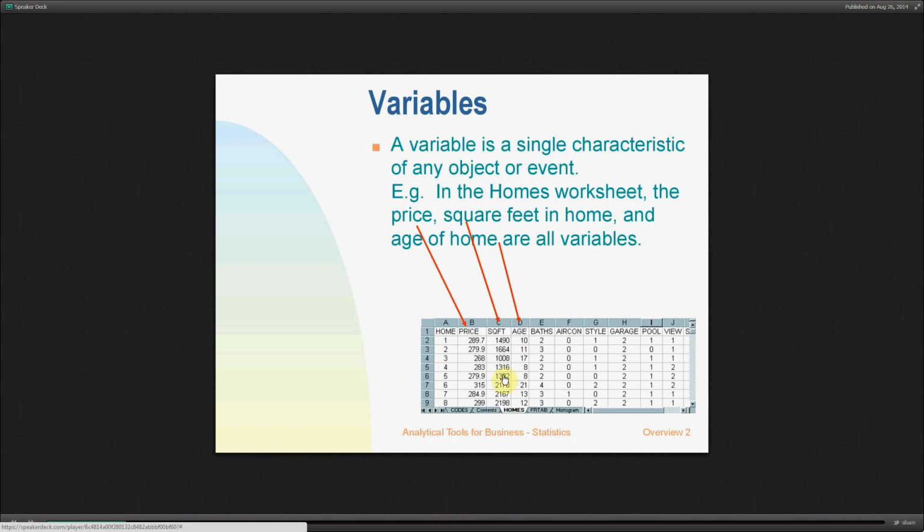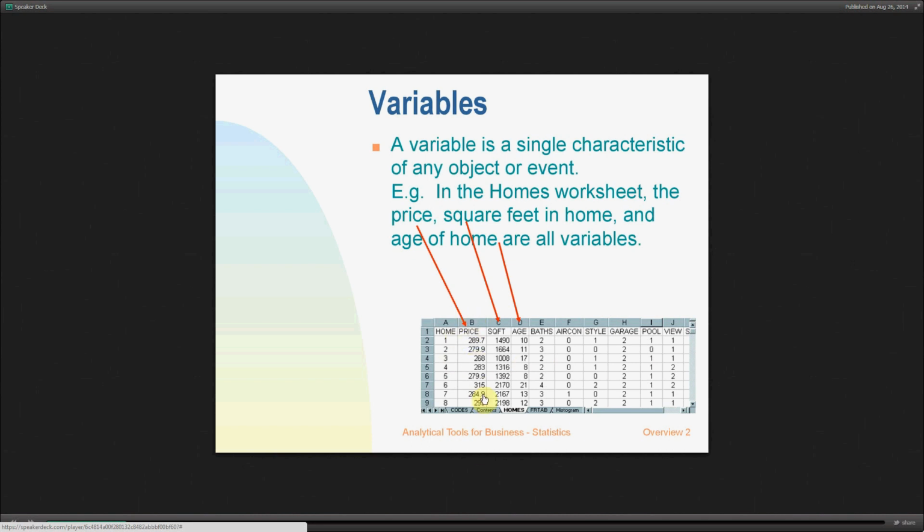Now, another thing we want to look at is that by convention, we tend to organize data in a spreadsheet that we're going to use for statistics in this manner, where the columns represent the variables and the rows represent groups of related data. What do I mean by groups of related data? Well, here is home 1, which has this price, that square foot, that age, and that number of baths, etc. So all the things in this row represent particular characteristics for this home number 1. Similarly, home number 2 has those values, number 3 those values.